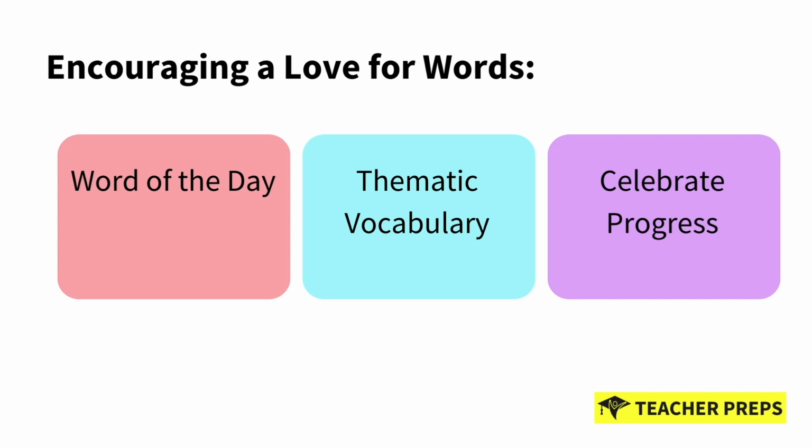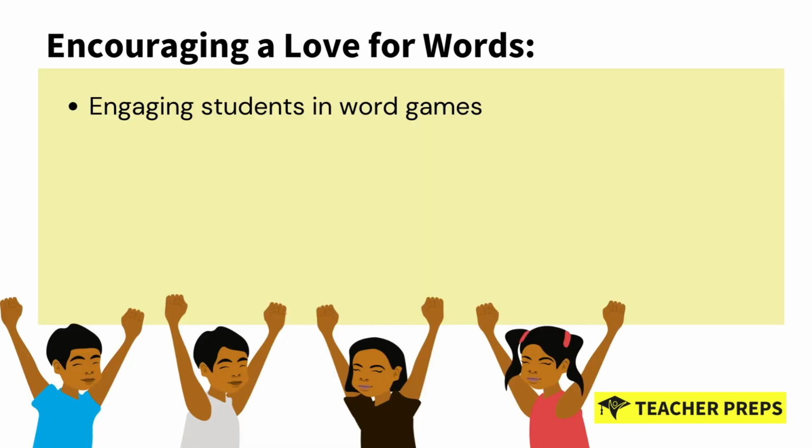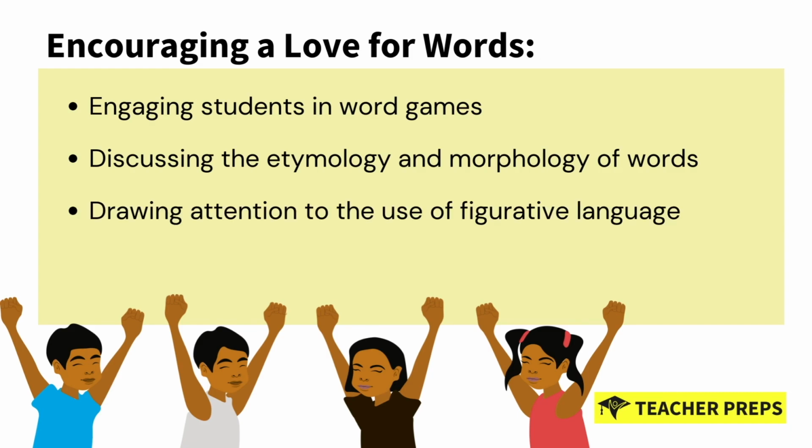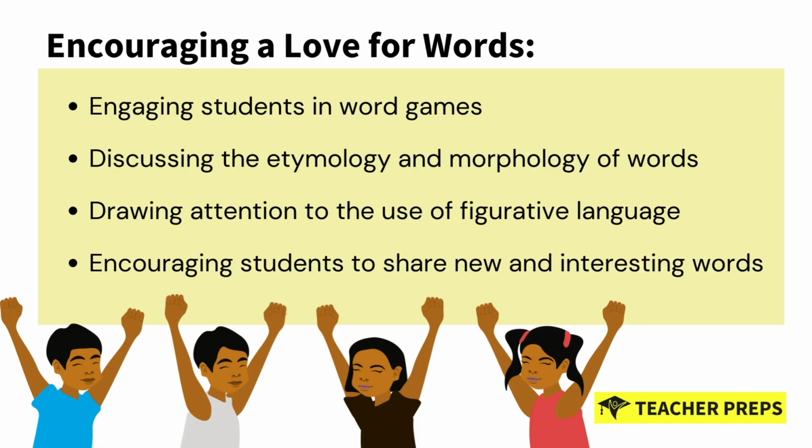Third is celebrate progress. Regularly acknowledge and celebrate students' vocabulary milestones. Helping students find an interest in words and their meanings is called word consciousness. Next, remember the following methods to develop students' word consciousness. These include: first is engaging students in word games. Next, discussing the etymology and morphology of words and supporting students' investigations in finding out where these words came from. Also, drawing attention to the use of figurative language and encouraging our students to share new and interesting words that they find.